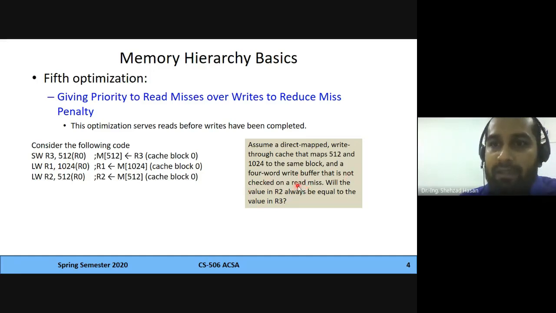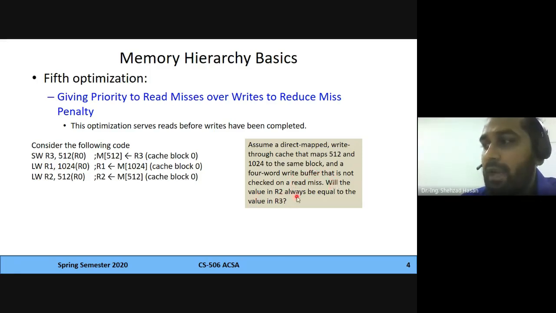What do we mean by this, that it's not checked on a read miss? That is, if you have encountered a read miss, then you are not going to check whether that data is available in the write buffer or not. So whenever there is a read miss, what's going to happen is that the write buffer should be emptied first.